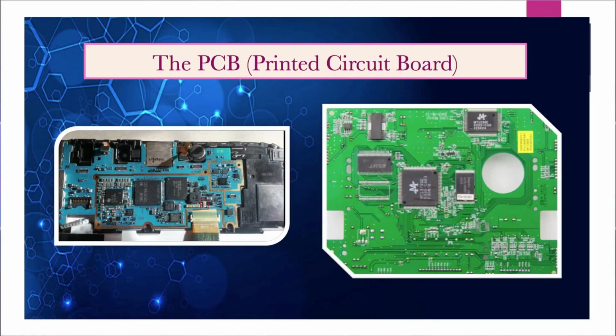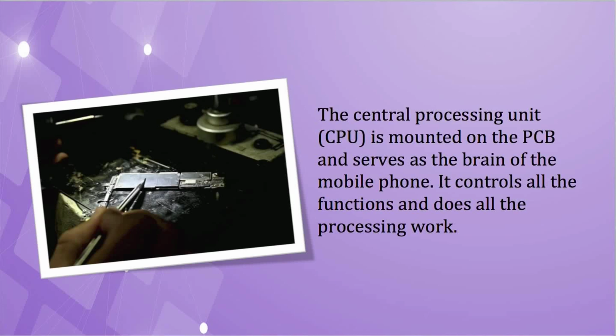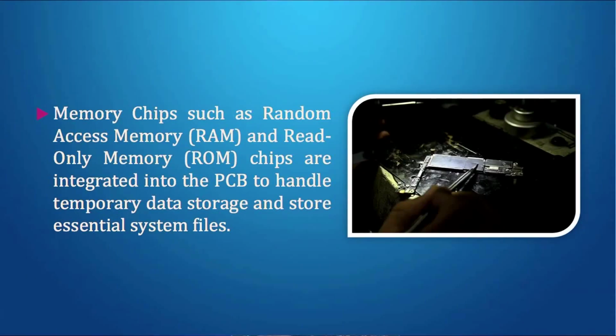The PCB, that is printed circuit board, in a mobile phone is a key component that serves as a central hub for connecting various electronic components and facilitating their communication. The central processing unit is mounted on the PCB and serves as the brain of the mobile phone. It controls all the functions and does all the processing work. Memory chips such as random access memory and read-only memory chips are integrated into the PCB to handle temporary data storage and store essential system files.